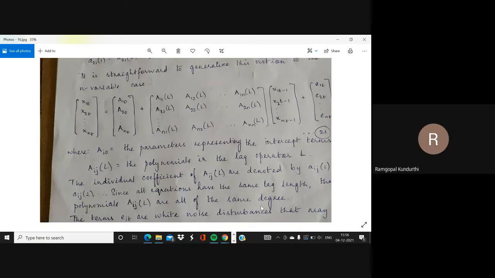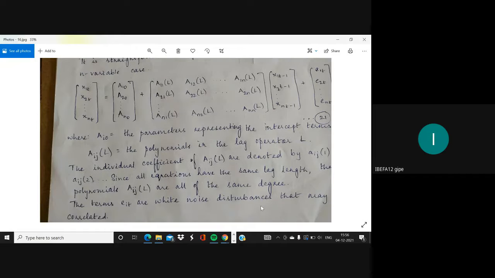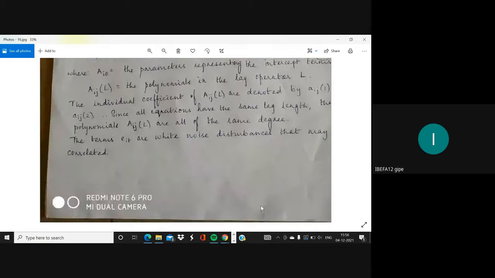Would this be linked to the concept of multicollinearity in some way? No, not really, except that there's likely to be a problem of multicollinearity in the VAR model because of the fact that you're including so many lags of the same variable. Otherwise, it's not linked to it.